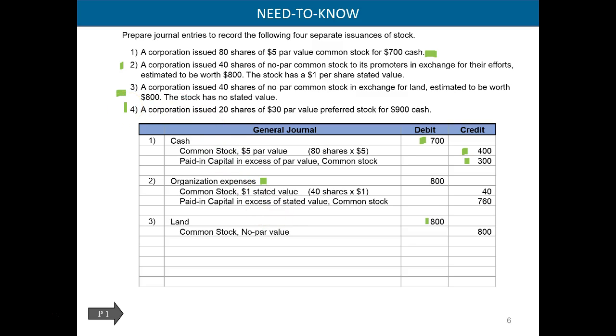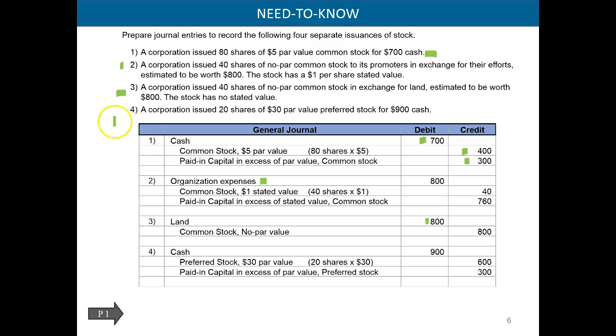And then a corporation issues 20 shares of $30 per par value preferred stock. So now we have the preferred stock, and so we're going to debit cash once again for the 900, and now we have the preferred stocks, which has slightly different rights than the common stock, and we're once again going to put that on there at the par value of 600. The 900 minus the 600 is the 300.